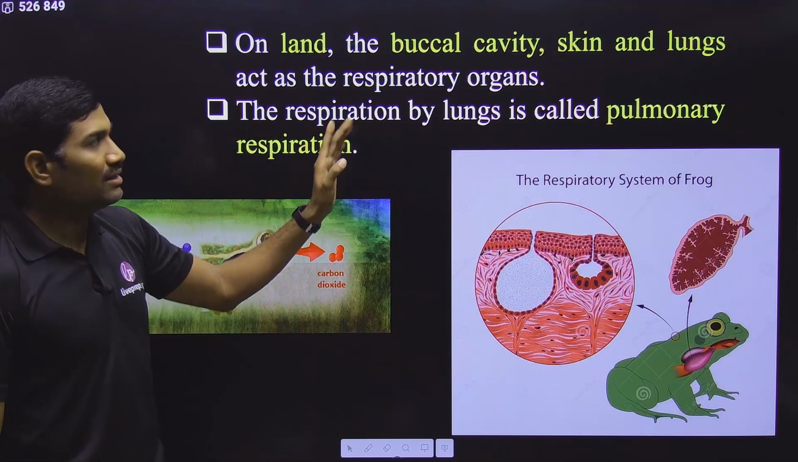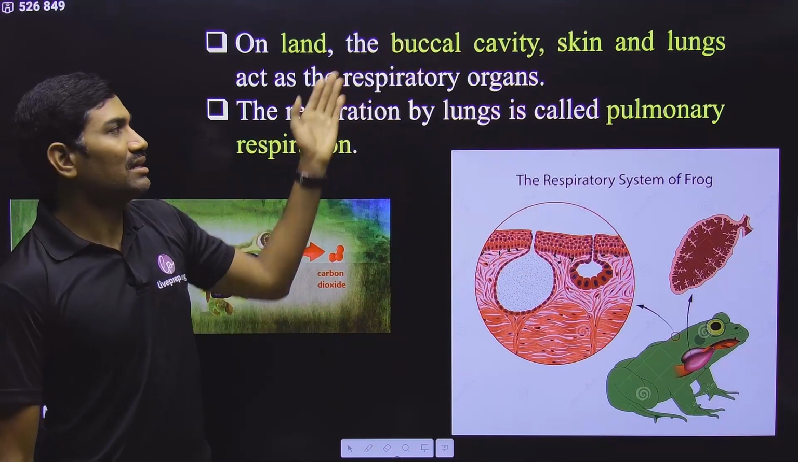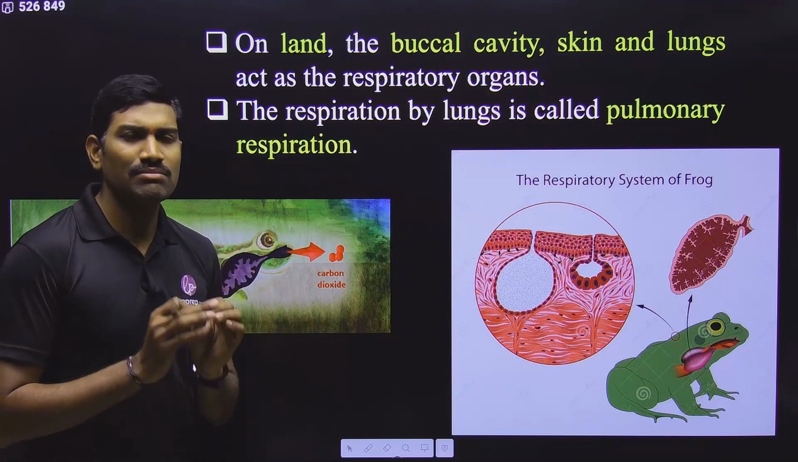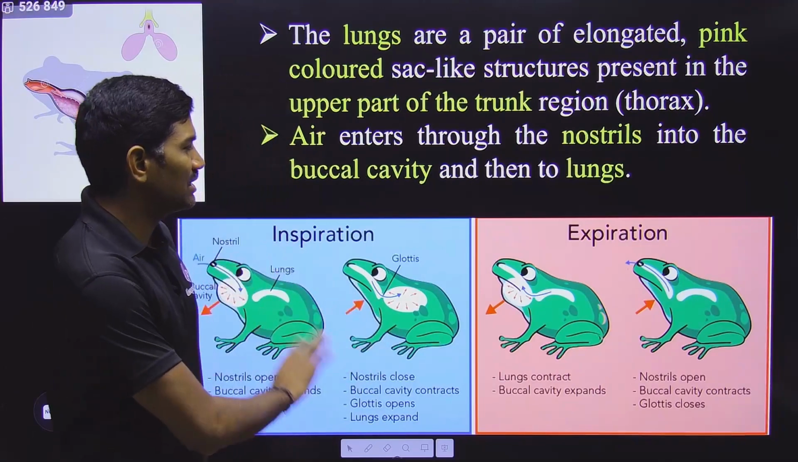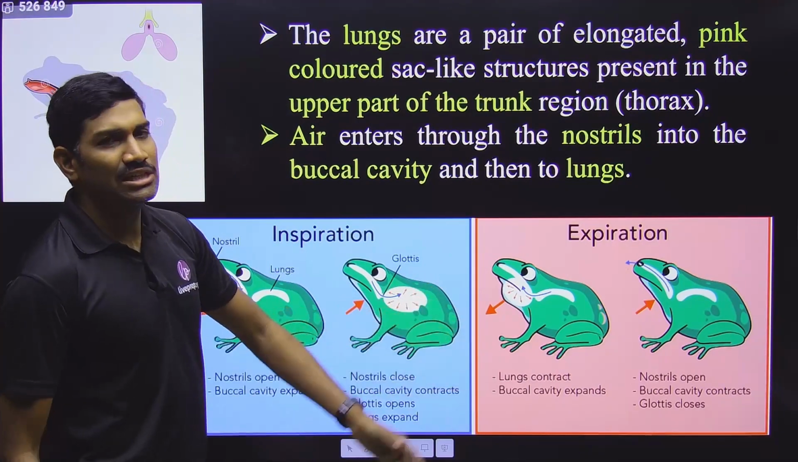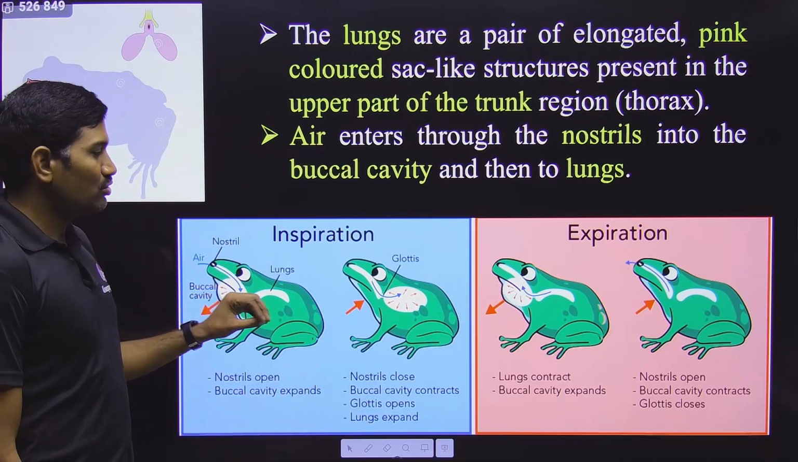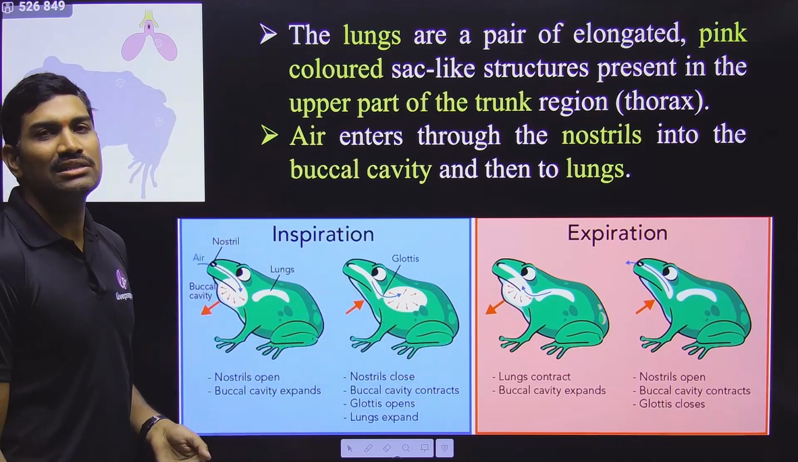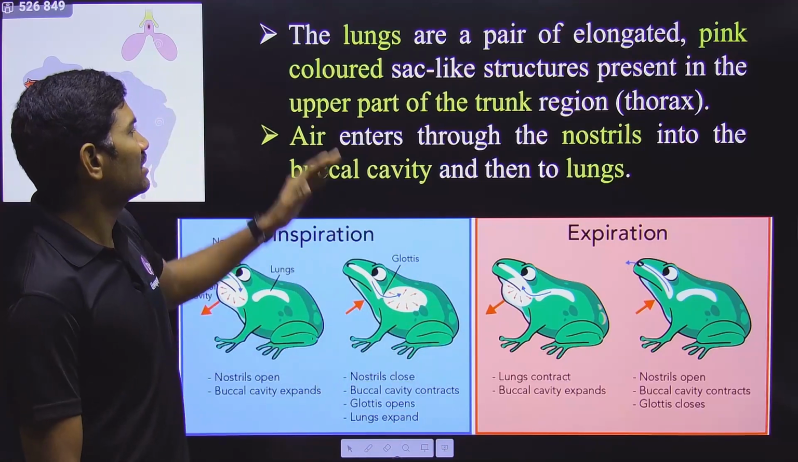Next one, on the land, buccal cavity, skin, lungs, all the three are involved. Since lungs are involved, it is called pulmonary respiration. Very clear, simple points. You don't even need to memorize them. Understand the concept, that is enough. And here, during inspiration, expiration, a process is not required. During inspiration, it is taking air inside, so that the exchange of gas will occur, and then it is releasing the gas. Releasing gas is called expiration. This much basic information is enough.